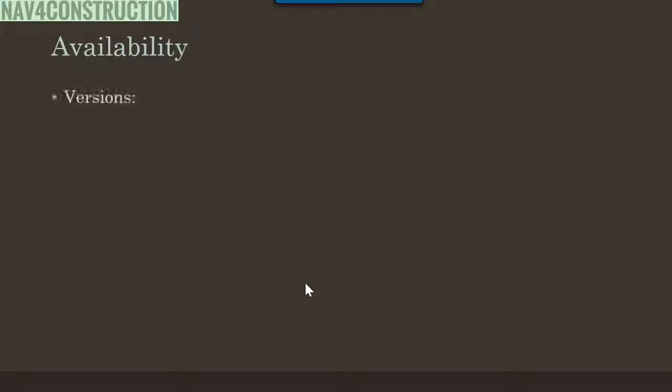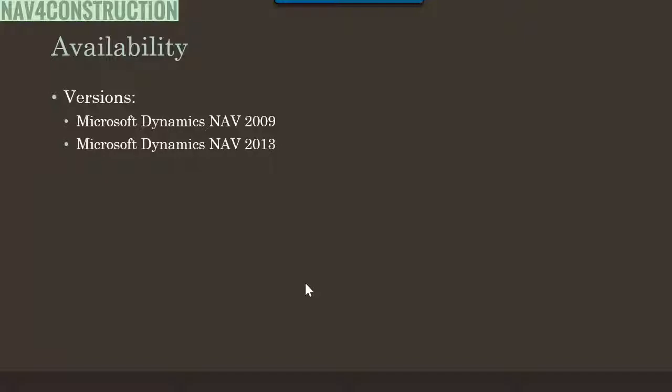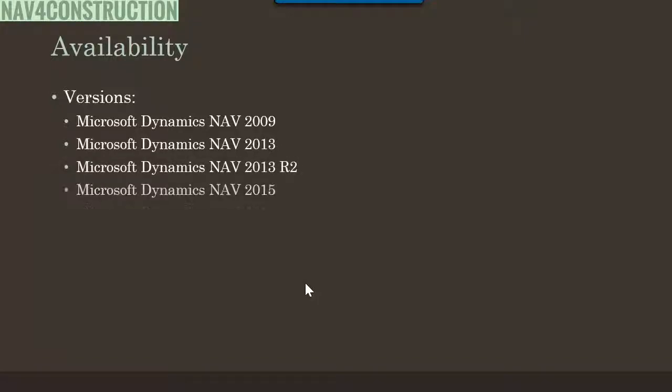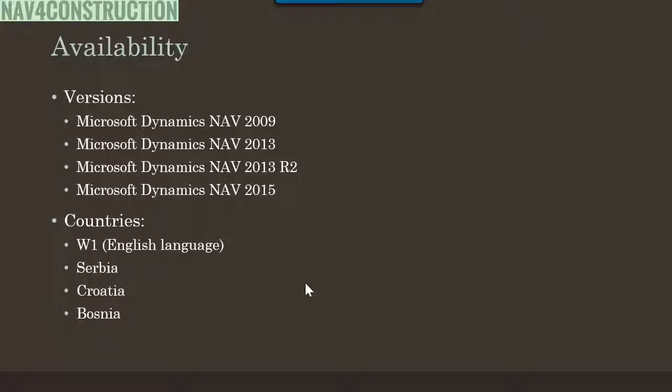NAV4Construction is currently available on the following versions: Microsoft Dynamics NAV 2009, both on Classic and RTC client, Microsoft Dynamics NAV 2013 and Microsoft Dynamics NAV 2013 R2, and finally Microsoft Dynamics NAV 2015. The module is available for ordering in the following countries: worldwide in English language, Serbia, Croatia, Bosnia, Montenegro, and through a partner network who can translate the module into other languages.